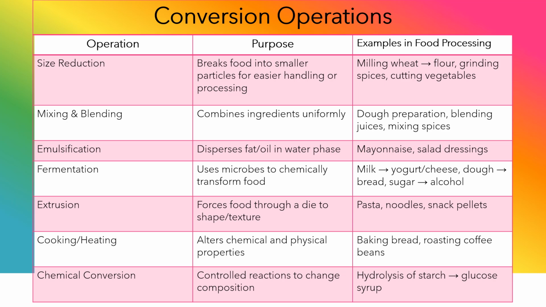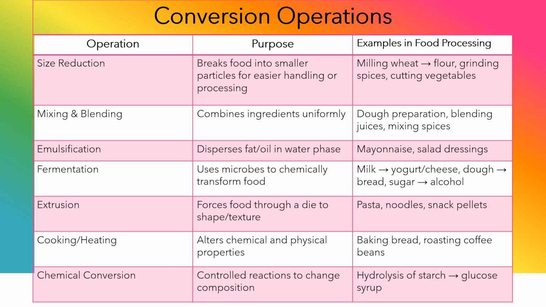Conversion operations are the core unit operations that actually change food materials. Unlike preliminary operations, which only prepare raw material, conversion operations modify the structure or composition of the food. So these are the key types of conversion operations as you can see in the table.